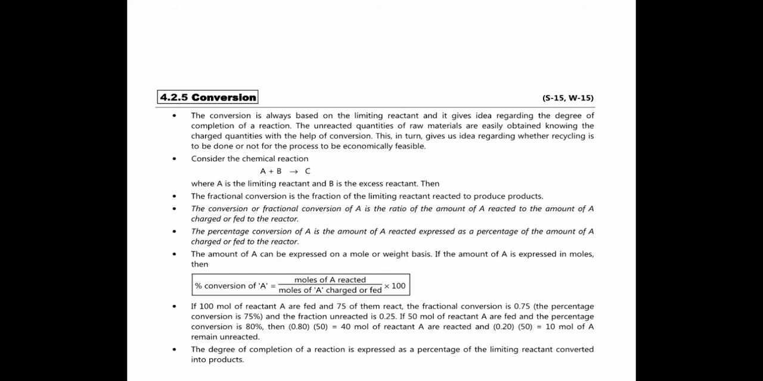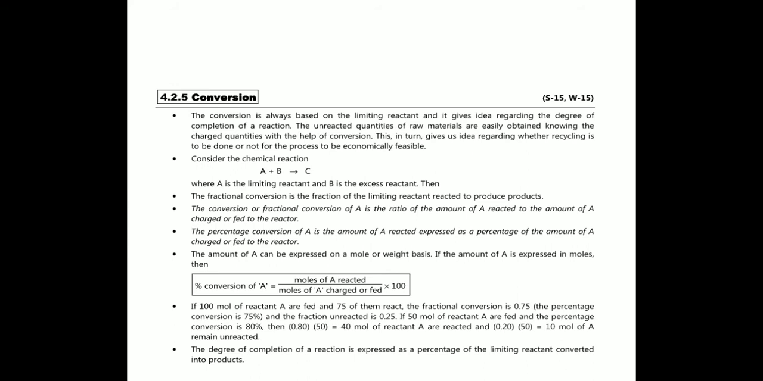This in turn gives us the idea regarding whether recycling is to be done or not for the process to be economically feasible. Now the reaction A plus B gives C, where A is the limiting reactant, B is in excess. Then fractional conversion is the fraction of limiting reactant reacted to produce product. Conversion or fractional conversion of A is the ratio of amount of A reacted to the amount of A charged or fed to the reactor.